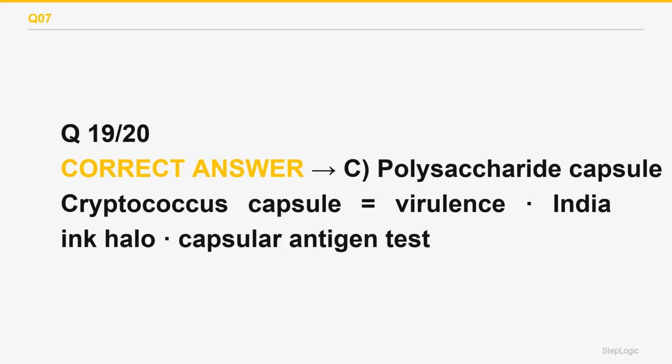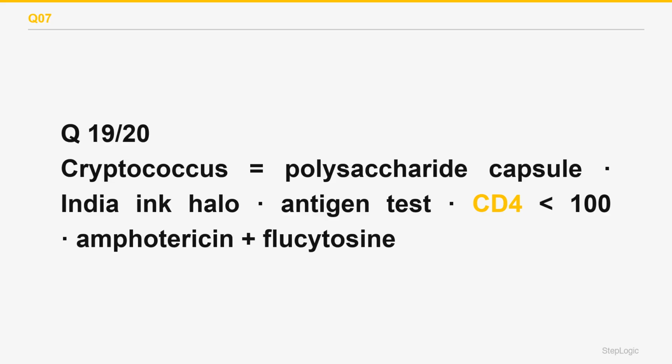The capsule is also antiphagocytic, helping the organism evade immune clearance. The high opening pressure is characteristic and often needs repeated lumbar punctures to manage. Treat with amphotericin B plus flucytosine for induction, then fluconazole. The polysaccharide capsule ties together the virulence, the India ink halo, and the antigen test. All three point to it.